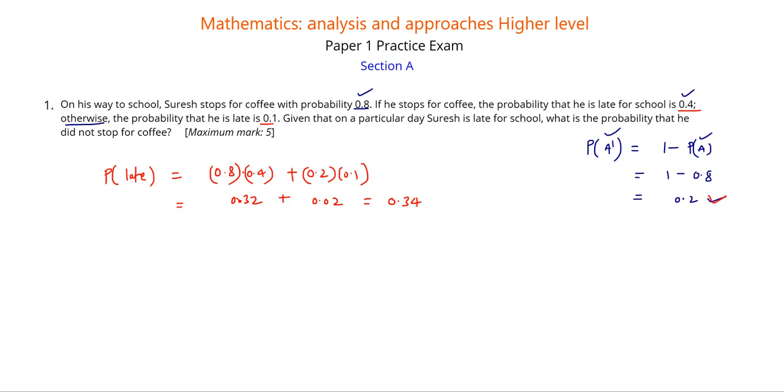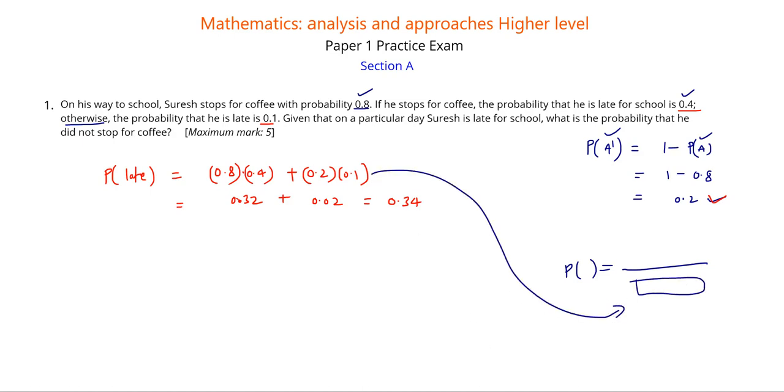Now, this question belongs to Bayes' theorem actually. In Bayes' theorem there are two things. The probability of the required thing is equal to, in the denominator, we write all the cases, whatever the number of cases. In this context only two cases are there. This 0.34 will come in the denominator, the two cases. If he stops for coffee, what is the probability that he is late to the school? And if he is not stopping for coffee, what is the probability he is late to the school? Both cases are added together. I got 0.34. Therefore, this will come here.